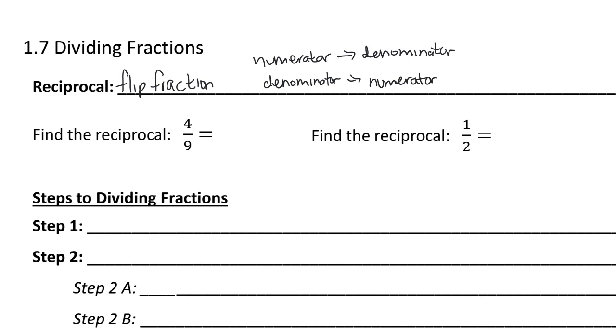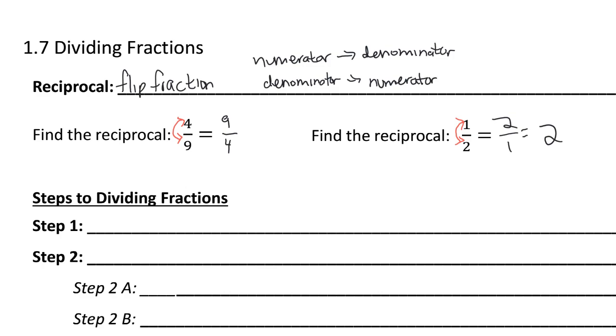All right, so let's find the reciprocal of this. We want to flip this fraction upside down. So the numerator becomes the denominator. The 4 becomes the denominator, and the 9 now becomes the numerator. So that's the reciprocal. You just flip-flop it around. So we flip-flop the second one, which becomes 2 over 1, which is just 2.